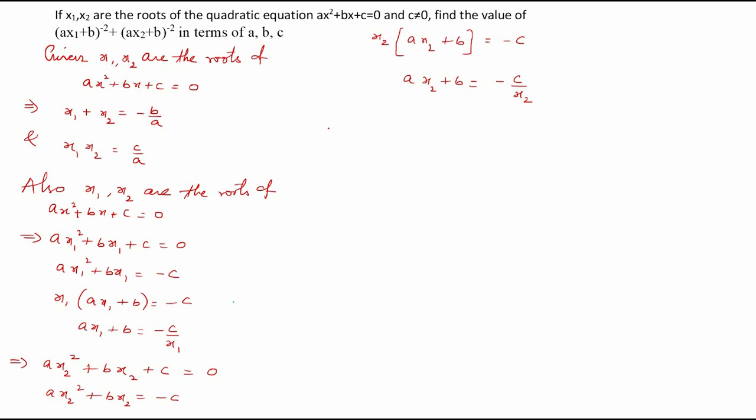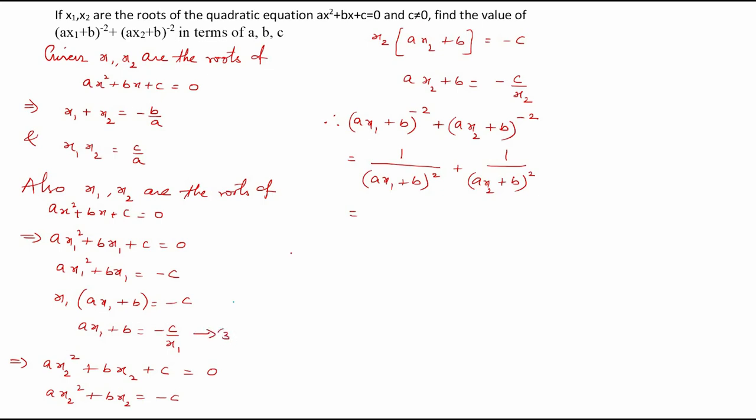Now, what is it that we have to find? We have to find the value of this term: ax1 plus b whole power minus 2 plus ax2 plus b whole power minus 2. In order to make the power positive, we can write this as 1 by (ax1 plus b) whole square plus 1 by (ax2 plus b) whole square. So we have the value of ax1 plus b here. Let us say this is equation 3, this is equation 4. Sum of the roots we will take as equation 1, product of the roots value we take as equation 2.